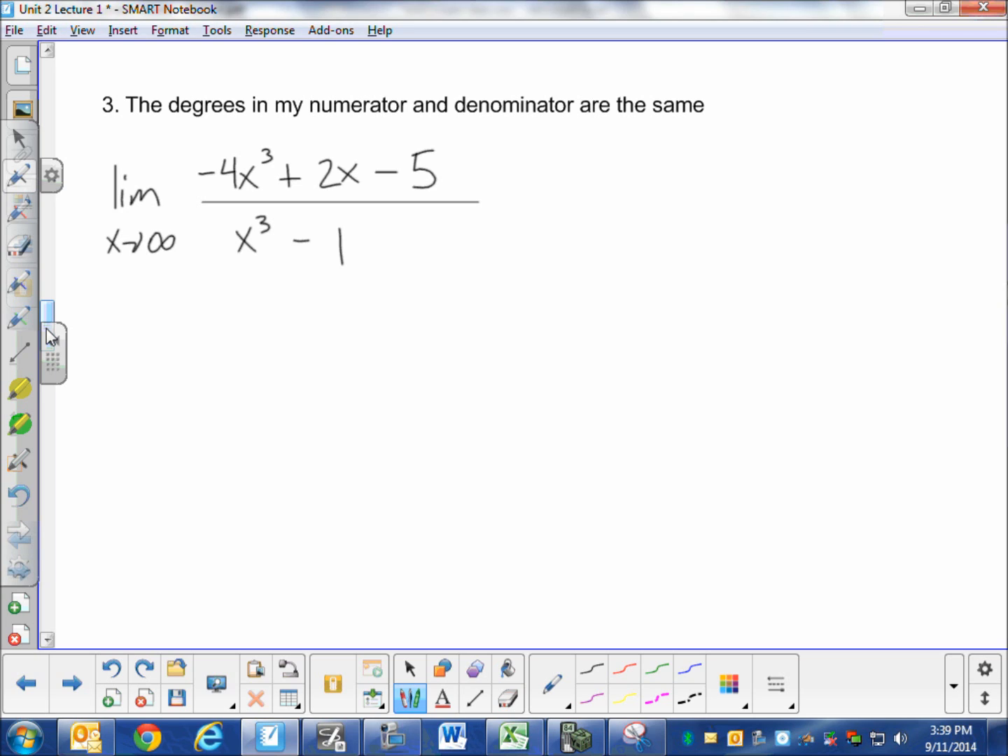All right. Third guideline. We're talking about numerator bigger than denominator, we got positive and negative infinity. We got the denominator having a bigger degree than the numerator, we're talking about 0. So what if the degrees are the same?